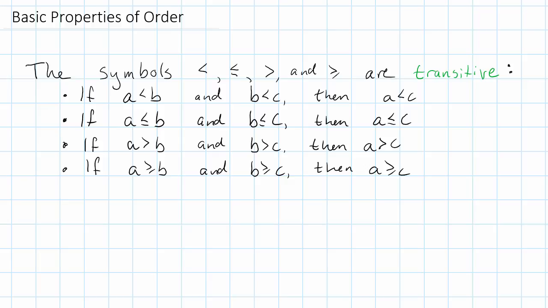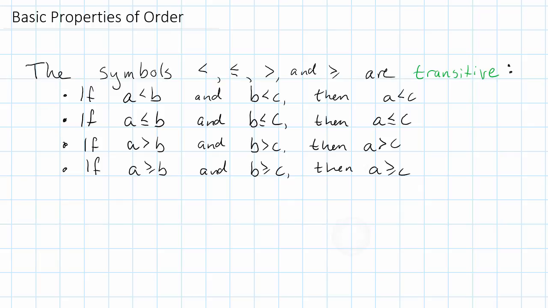Like equality, our order symbols have some basic properties. And the first property we're going to discuss is one that is shared with equality. If A is less than B and B is less than C, then A is less than C. The same is true if equality is allowed. If A is greater than B and B is greater than C, then A is greater than C, and again the same is true when equality is allowed.